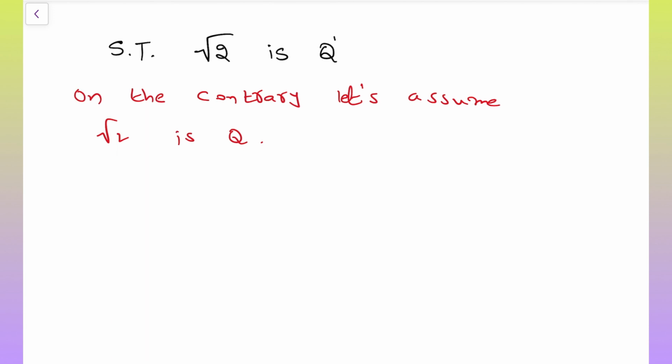If root 2 is rational, it means definitely we can write it in the form of p by q, right? So root 2 is equal to p by q. Actually our textbook is following a by b, that is the reason I am also writing a by b only. If you write p by q also, nothing will happen. Then what is the condition for these rational numbers?